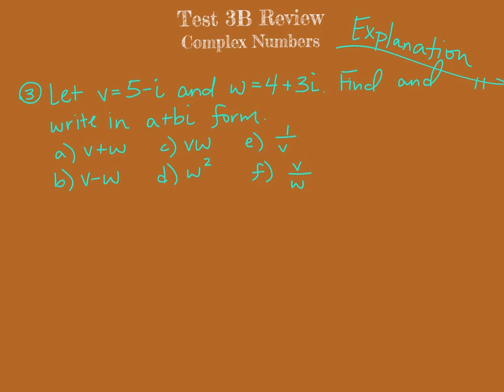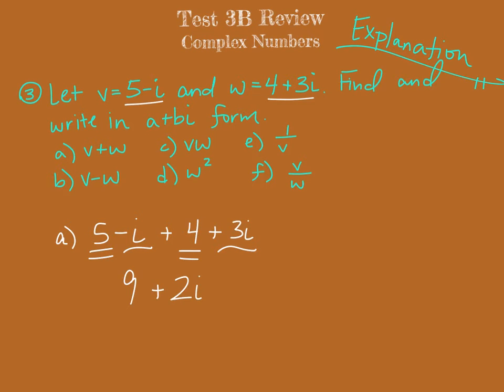Here we have 2 complex numbers. I'm going to go through each one of these fairly quickly. A and B are not too bad. They're just adding and subtracting. So we're going to add these 2 together, 5 minus i plus 4 plus 3i. Note that when we're adding, we do not need any parentheses around the complex numbers because adding is simply combining like terms. And we'll be left with 9 plus 2i.